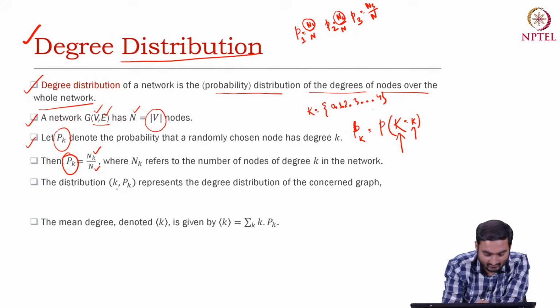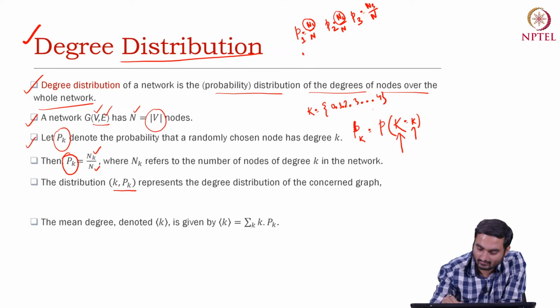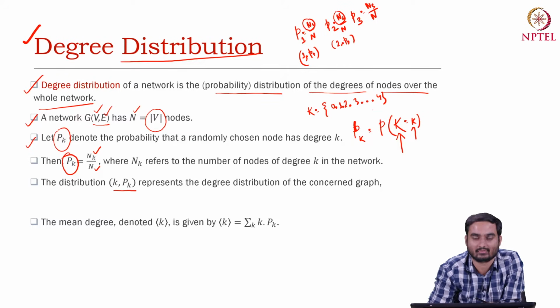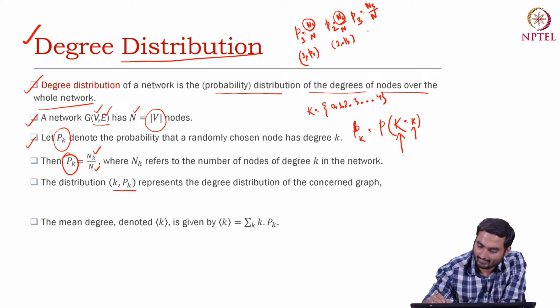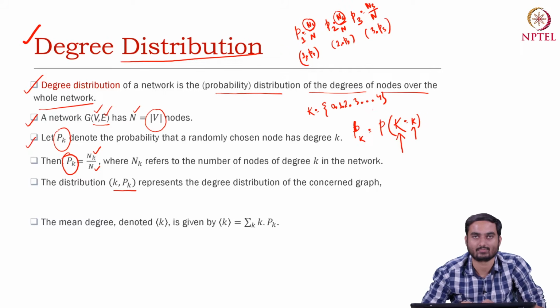So these pairs (1, P_1), (2, P_2), (3, P_3) and so on represent the degree distribution of a particular graph. These are standard notations, by the way. If you are not familiar with them, please go back and read the basics of probability.